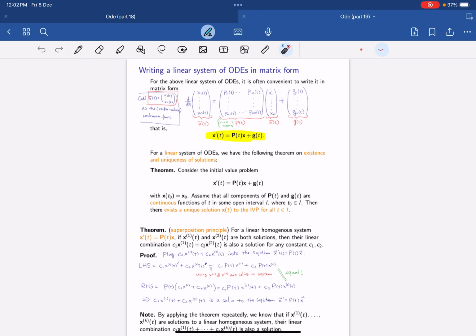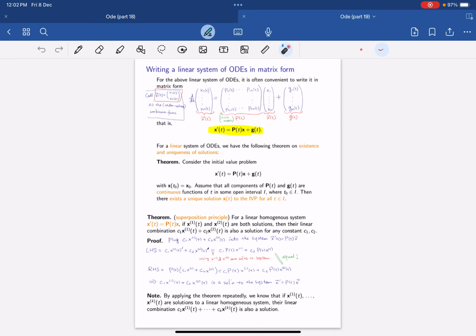And we consider the initial value problem and assume that the components p and g are continuous functions of t. Then there will exist a unique solution to this initial value problem. The proof of this is just an extension of what we went through in the first order, one equation case, so we won't go through it again.